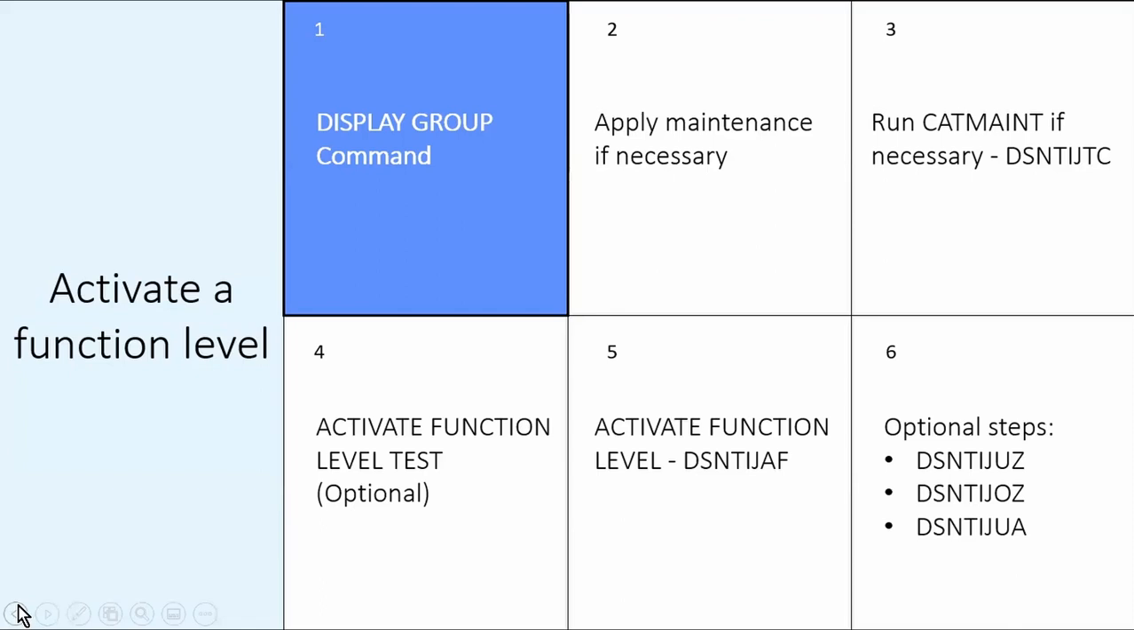So to activate a function level, I know that Mark mentioned this a couple of times on the previous slide, and we have 6 easy steps that we're going to go through. I will pause. I do see that somebody just posted something in the chat. I have a quick question regarding bind package with APPLCOMPAT. Let's take that before I get into activating a function level. Can you unmute?